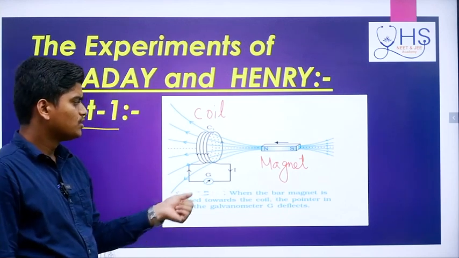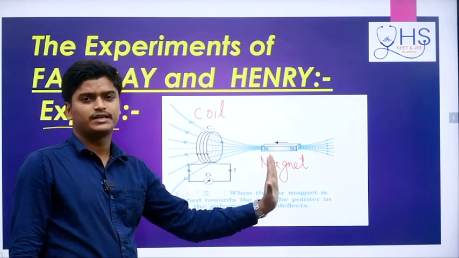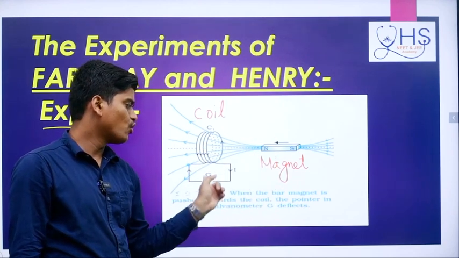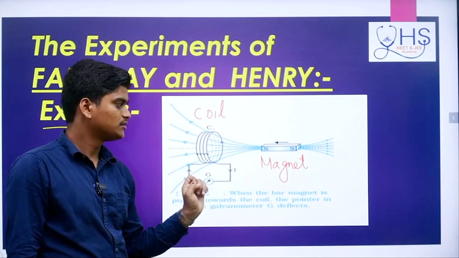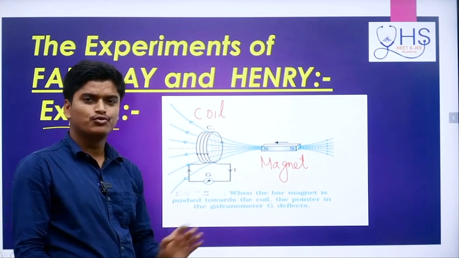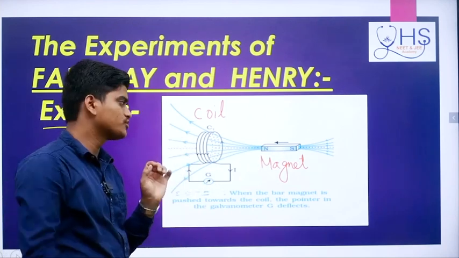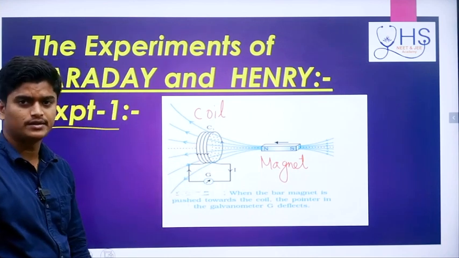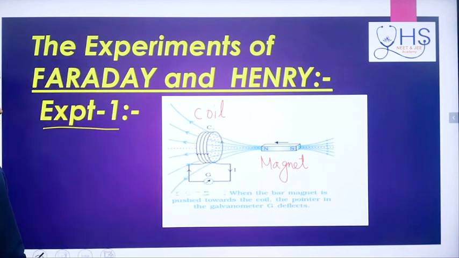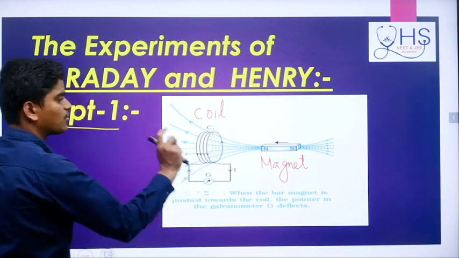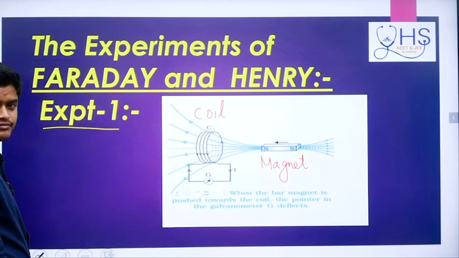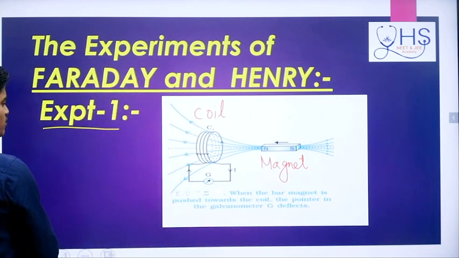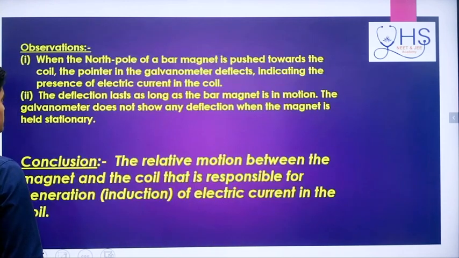Remember, whenever this magnet is stationary, the magnet is not moving, at that time there is no deflection in the galvanometer. Only when the magnet moves, either comes in or goes out, then what happens? Now here induced current will be there. So that means definitely the relative motion is the cause of electromagnetic induction, the relative motion between coil and magnet. So that is what we will write in observation and conclusion.